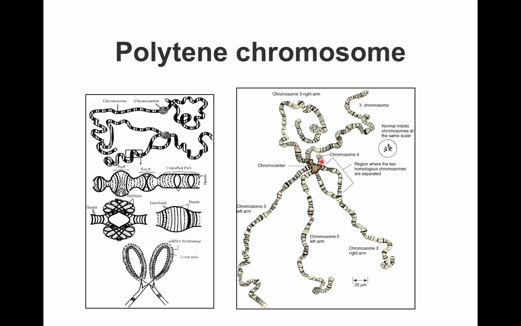Now, what are the bands and interbands? When these chromosomes are treated with chromosomal stains and we examine them under the microscope, we see an alternating pattern of dark and light regions. The dark is known as a band and the lighter one is known as an interband. So we can see light and dark bands, that is, bands and interbands.